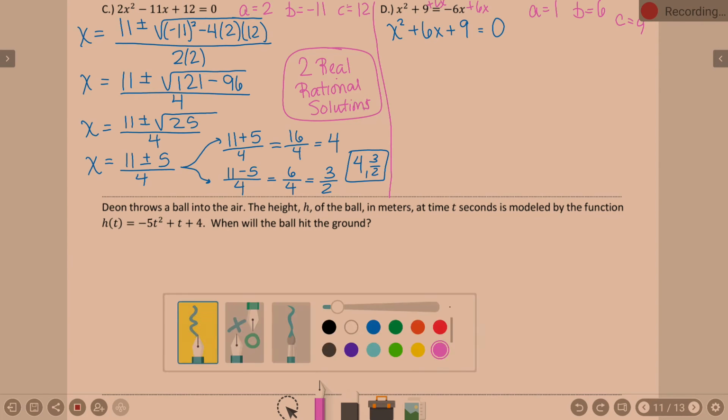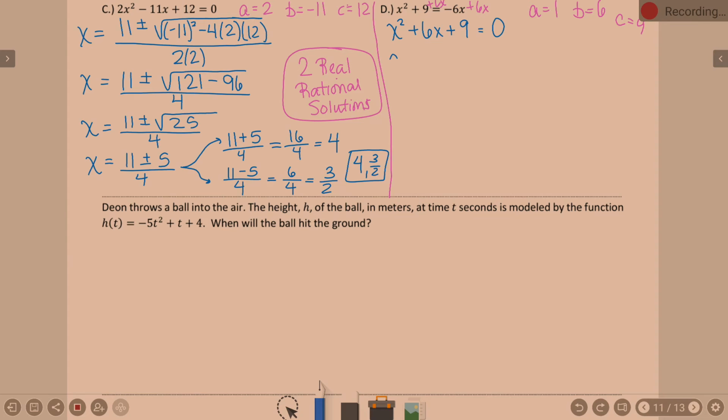Are you already working on quadratic formula without me? You should be. Negative b. What's negative b going to be here? We actually get to put negative 6, plus or minus the square root of b squared, so 6 squared, minus 4 times a times c, all over 2a.